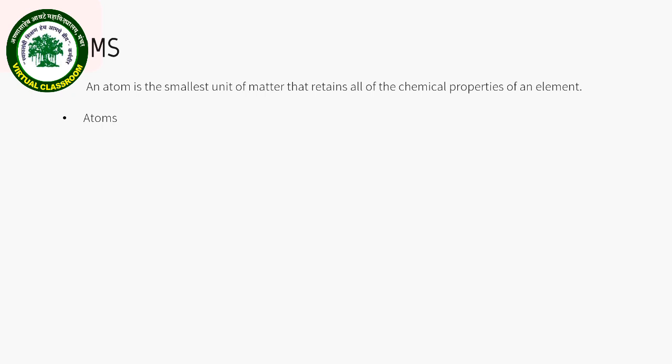Let us first learn about atoms. An atom is the smallest unit of matter that retains all of the chemical properties of an element. They combine with each other to form molecules which then interact to further form solids, gases or liquids. For example, a molecule of water is made up of hydrogen and oxygen atoms.